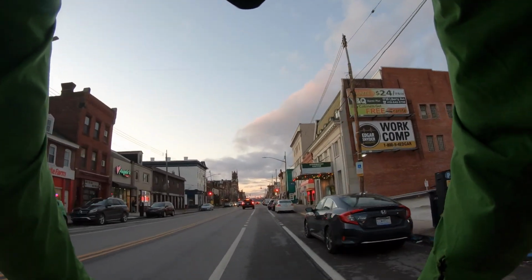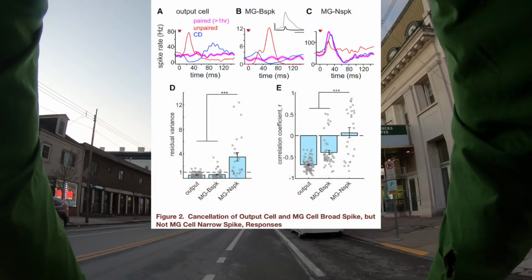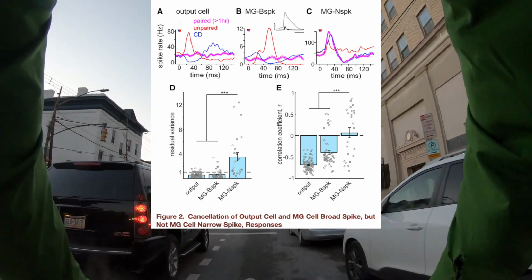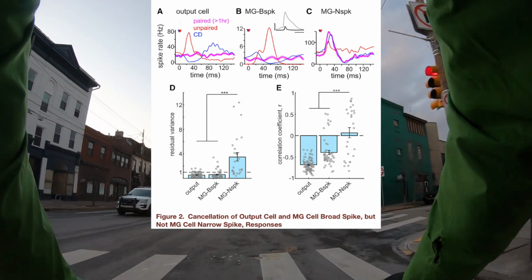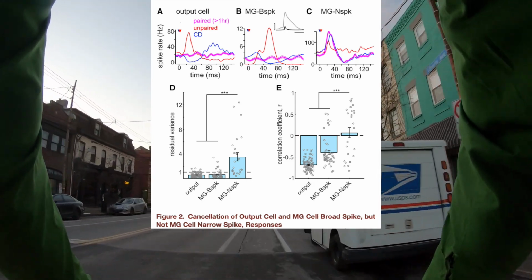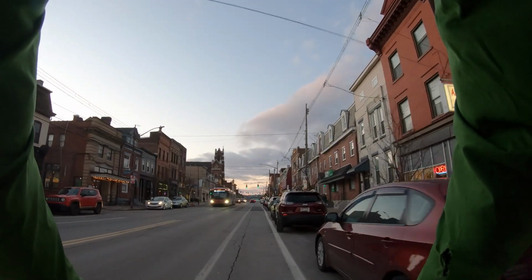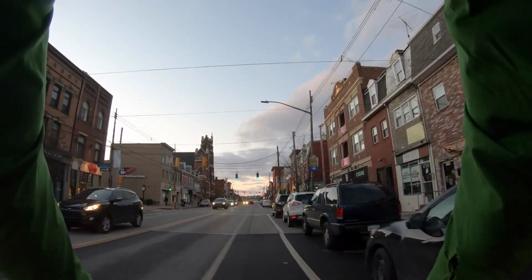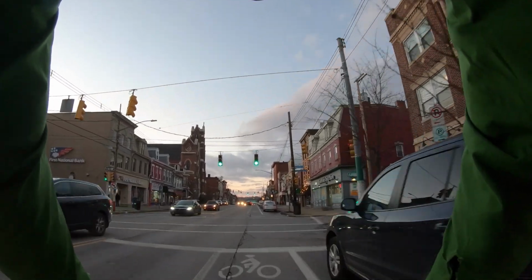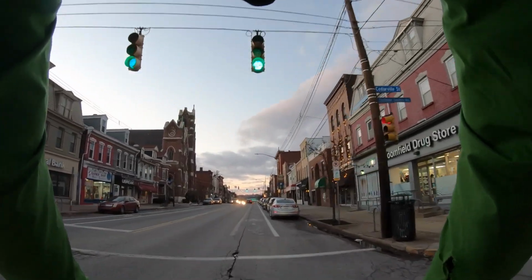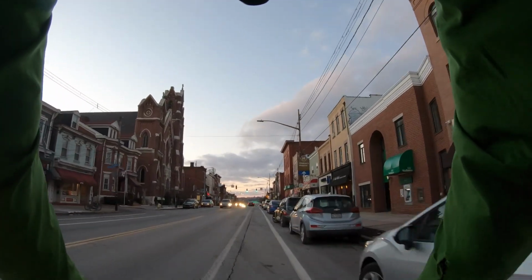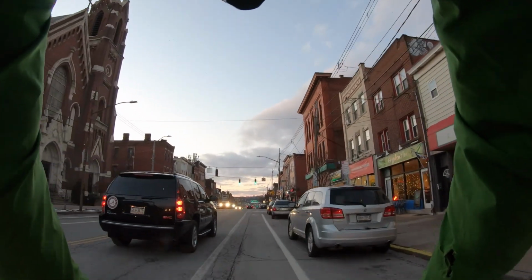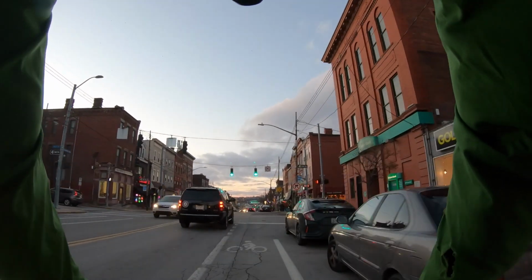So figure 2 dissects the medium ganglion cells, which can fire broad spikes and narrow spikes. And with careful dissection, they're able to show that the broad spikes are all canceled out, but the narrow spikes from the medium ganglion cells don't appear to be canceled out. So this spurs them to investigate what information might be carried by the narrow spikes.